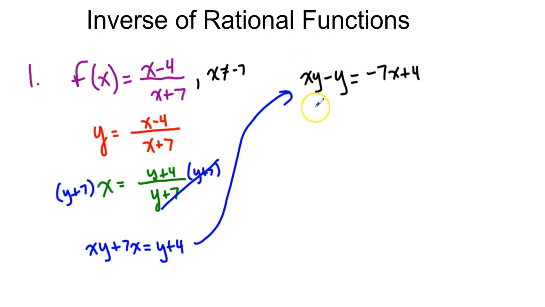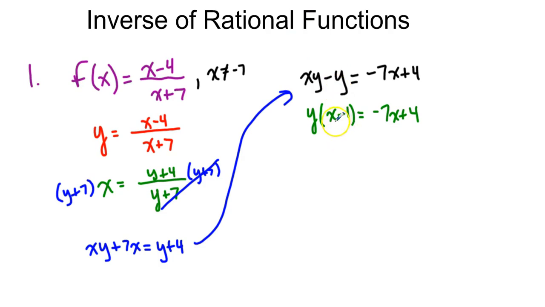So x times y minus y has a y in common. So I'm going to pull one of the y's out, and I'm going to be left with x minus 1, equals negative 7x plus 4. I'm hoping students at this point will have a good sense of how they could get the y by itself, because you've done it in such a way where the y is a common factor of the left side.